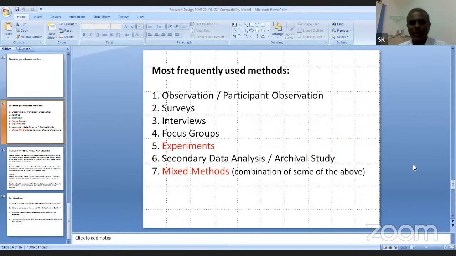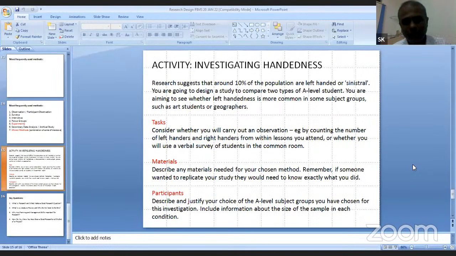Okay, good. So now we have come to the end, but what I want to do is provide you some activity as a group to address a research problem, or a general problem. I will read the problem to you. Previous research suggests that 10% of the population are left-handed, or sinistral as we call it. You're going to design a study to compare two types of A-level students, or simply students at 10th grade. You're aiming to see whether left-handedness is more common in some subject groups, such as art students or geographers.